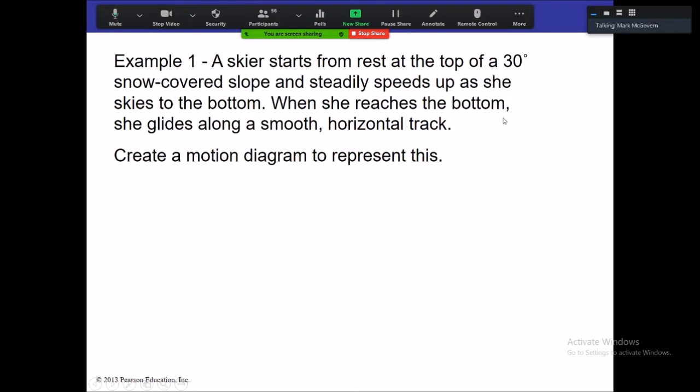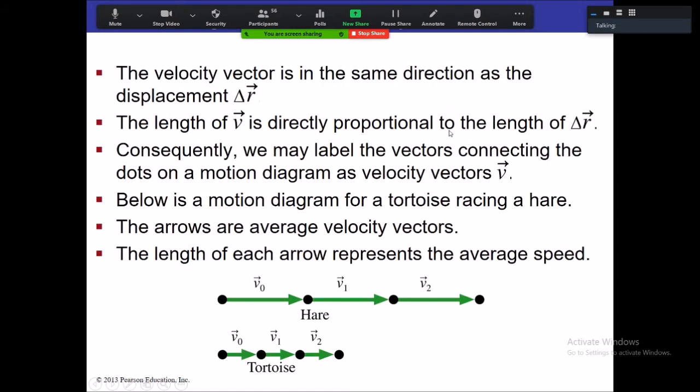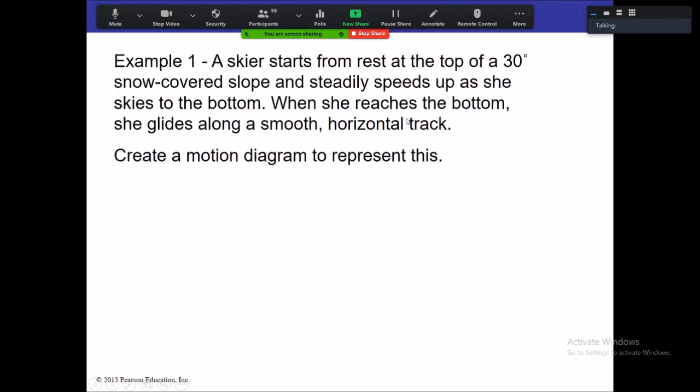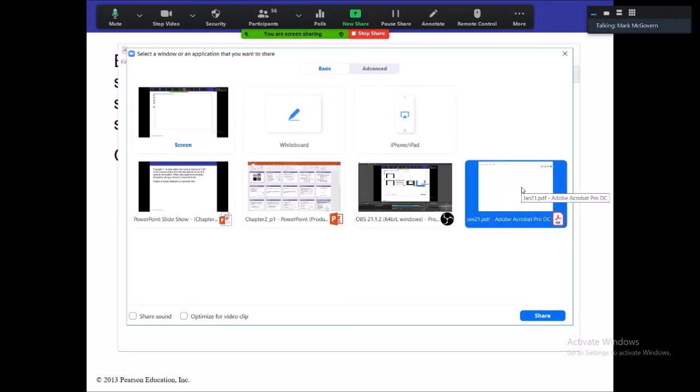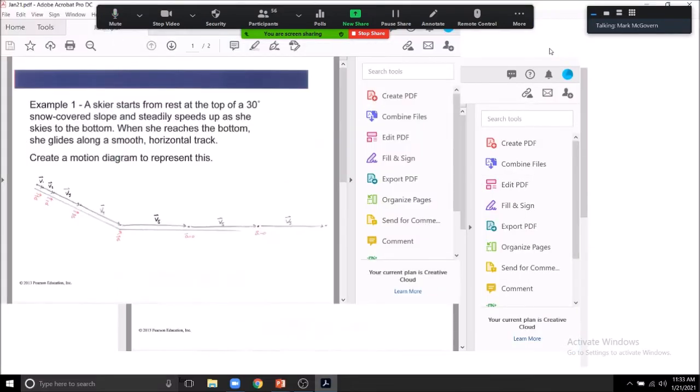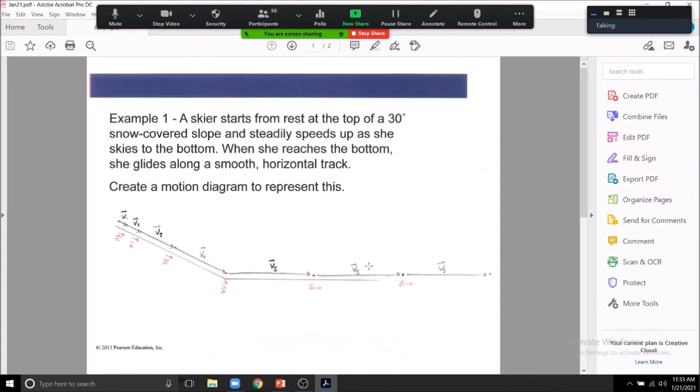So let me draw out a motion diagram for this particular motion. A skier starts at rest at the top of a 30-degree snow-covered slope and steadily speeds up as she skis to the bottom. When she reaches the bottom, she glides along a smooth horizontal track. Create a motion diagram to represent this. All right, so let's look at this. This is a slightly more complicated example. Okay, so here's the picture of it.